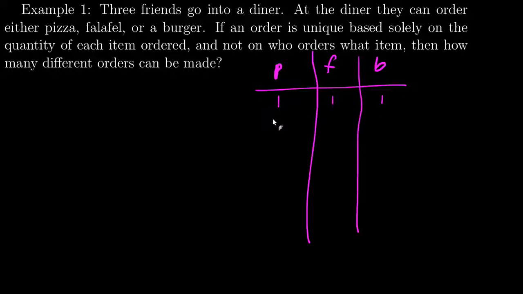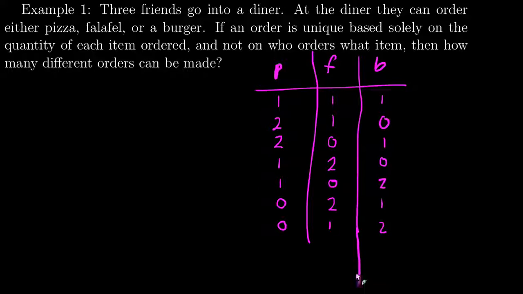Or we could have two people order pizza, one order falafel, no burgers. Two order pizza, no falafel, one burger. One order pizza, two falafel, no burger. One order pizza, no falafel, two burgers. Or I could have no pizza, two falafel, one burger. No pizza, one falafel, two burgers. So now these are all the cases where two people order one thing, one person orders a second, and no one orders the third. And then the final case, what if all three people order the same thing?